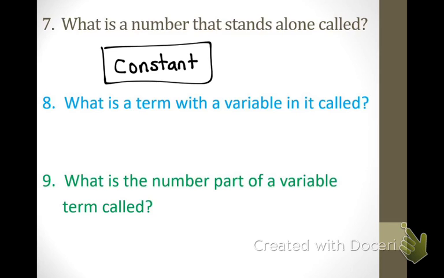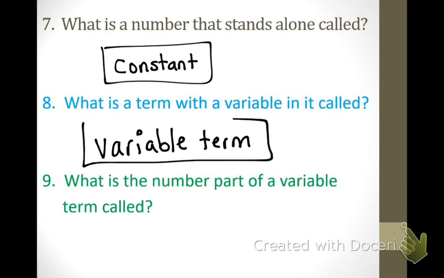Next up, what is a term with a variable in it called? Very good job. It's pretty simple. It's called a variable term. Jack, did that come from 7.2? All right, very good job. Okay, so go back through 7.2 and memorize and look over those terms there, okay? Last one, number 9. What is the number part of a variable term called? Coefficient. That one is the coefficient.